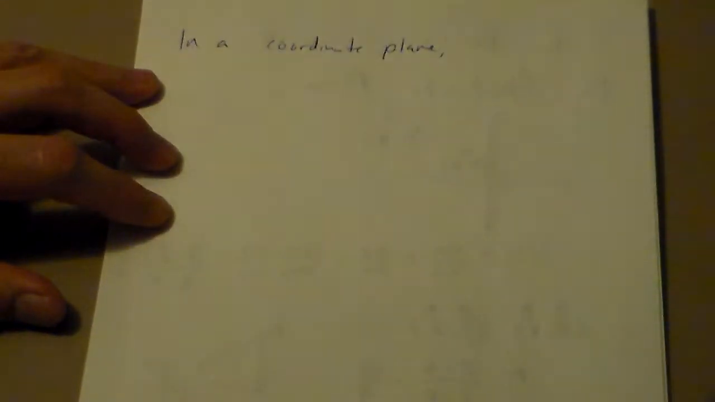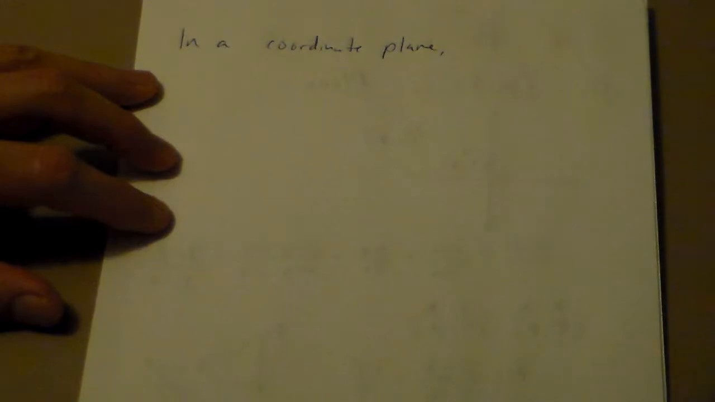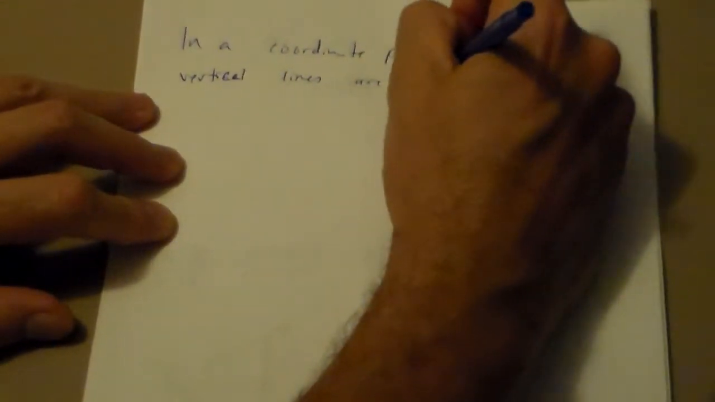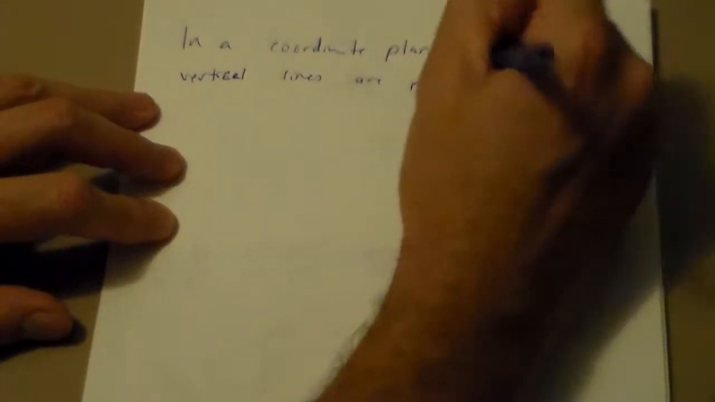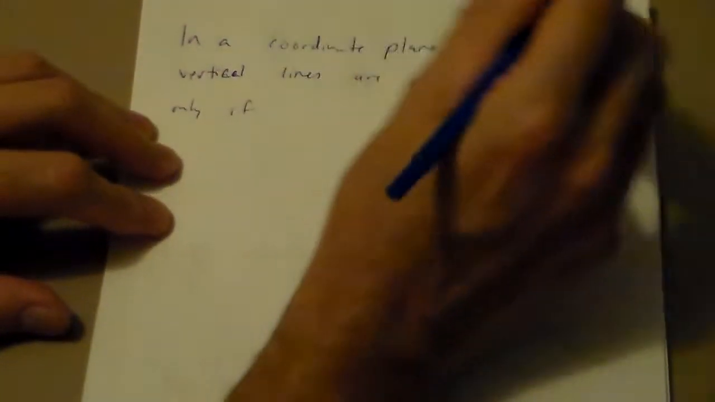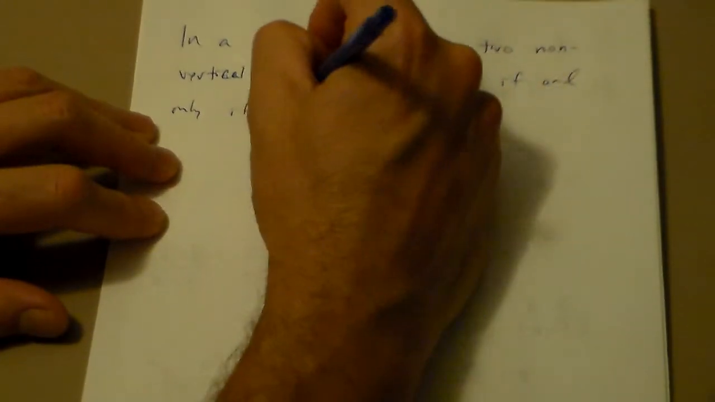Now, why are we talking about it in this section? Well, here's why. In a coordinate plane, two non-vertical lines are parallel if and only if they have the same slope.